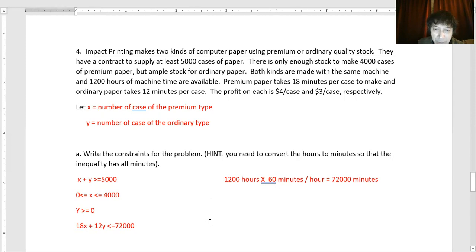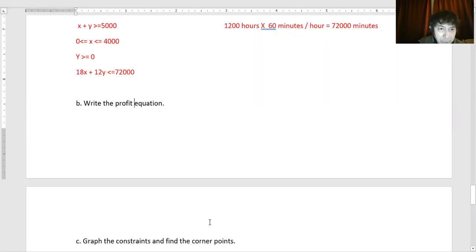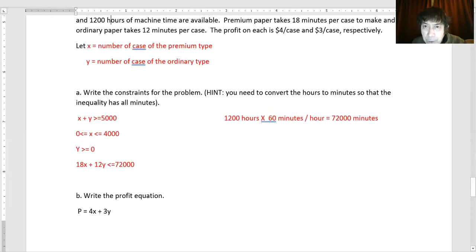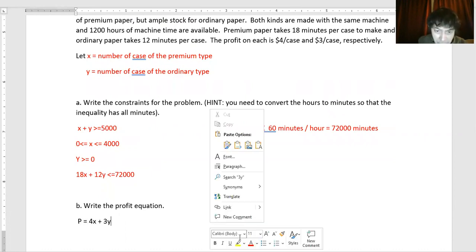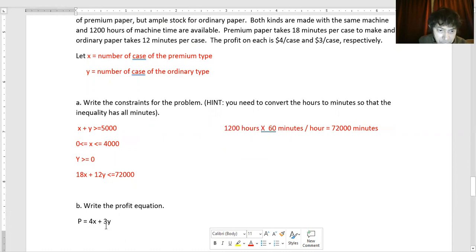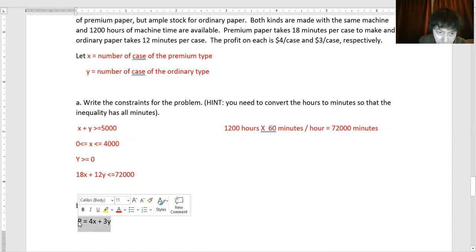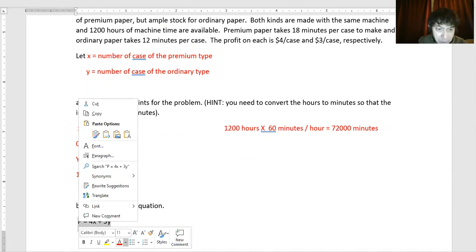So this will now be it, 4 and 3. We shall write our profit statement. This will be capital P is equal to, which one came first? $4 times X plus $3 times Y. Let me see again. Which one came first? 4. So 4 for premium, 3 for ordinary. So this will be our statement. This will have to be in red. Let me change that to red. There, it's red.